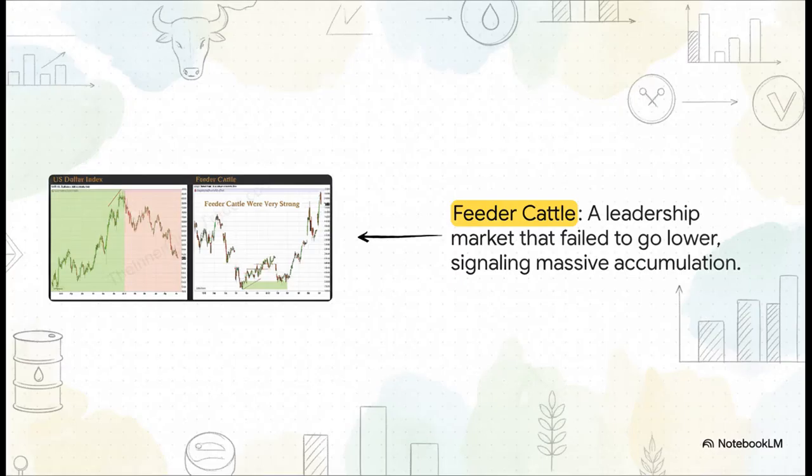And feeder cattle? Wow, this is just a textbook example of a leadership market. While the dollar was just ripping higher through the end of 2016, feeder cattle was basically just going sideways. It refused to drop. That pattern, that constant failure to go lower, combined with the fact that it kept breaking little short-term highs, that was a dead giveaway of massive institutional buying. And just look at the explosive rally that happened once the dollar finally rolled over.